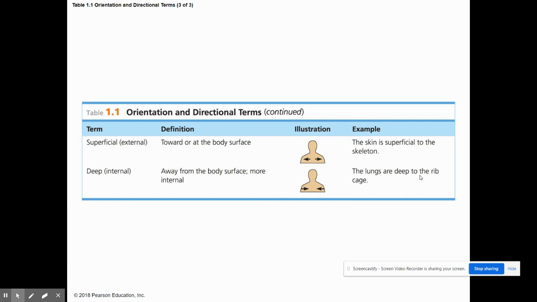So this one shows more examples. The skin is superficial to the skeleton because it's closer to the surface of the body. And then the lungs are deep to the rib cage because they're further away from the surface of the body.